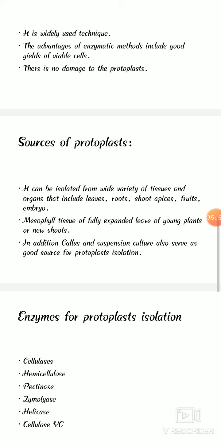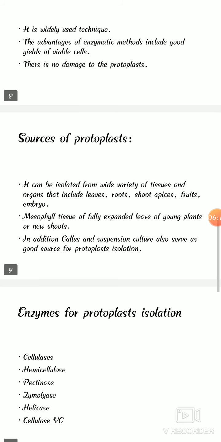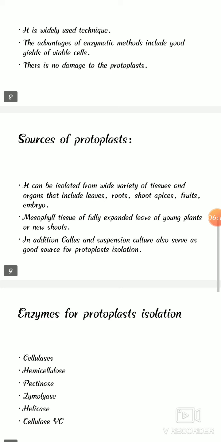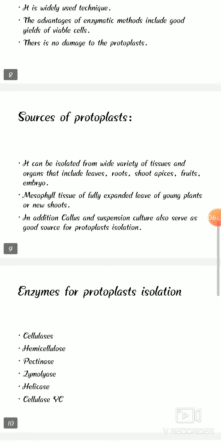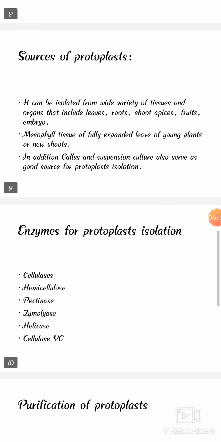Among these, the mesophyll cells or tissues of fully expanded leaves of young plant or new shoots are frequently used. In addition, callus and suspension cell also serve as good source for protoplast isolation. So I hope what is the enzymatic method? Its viability is high.